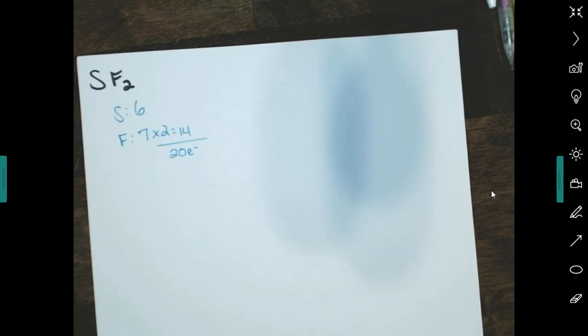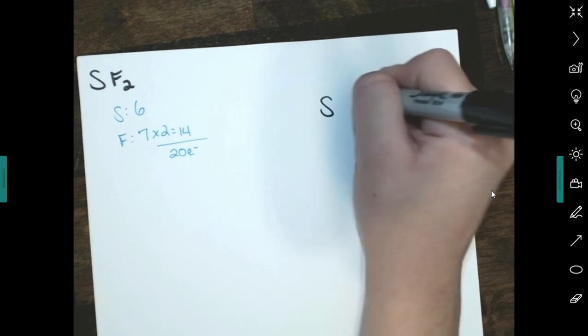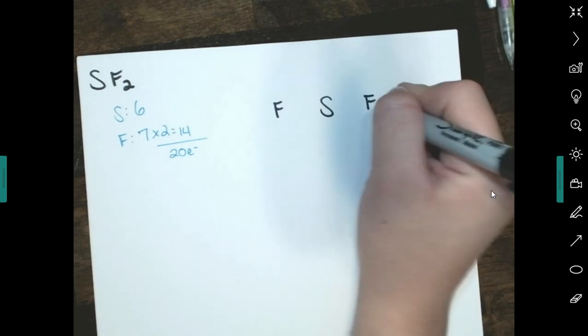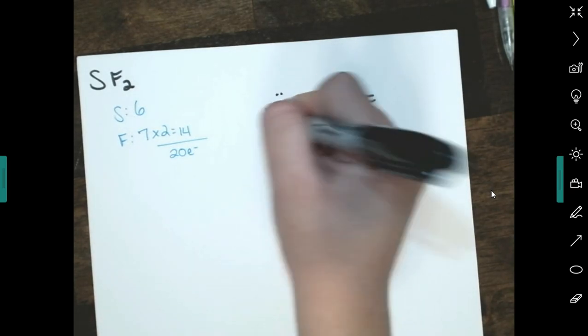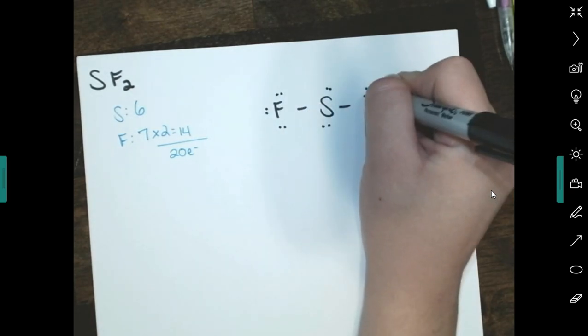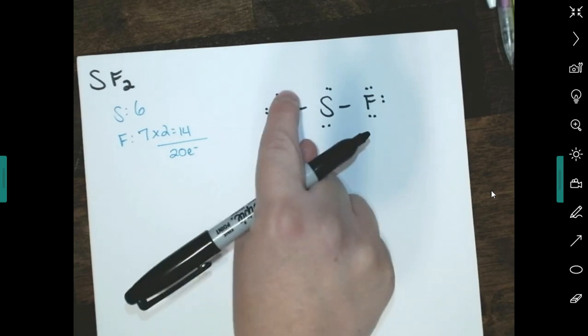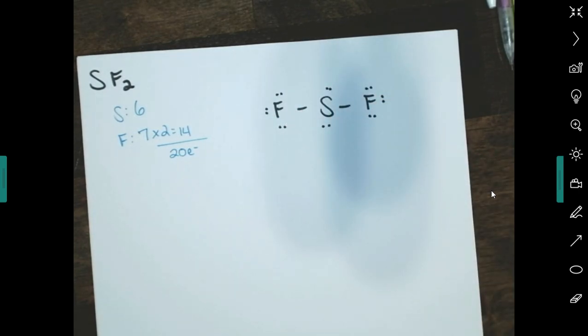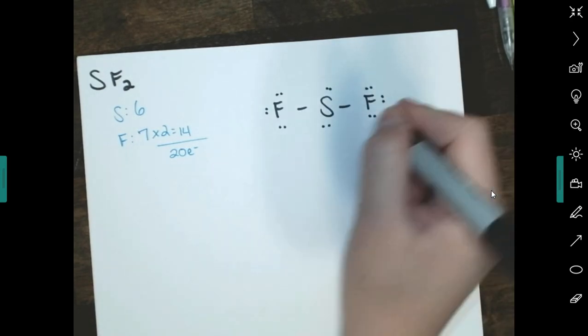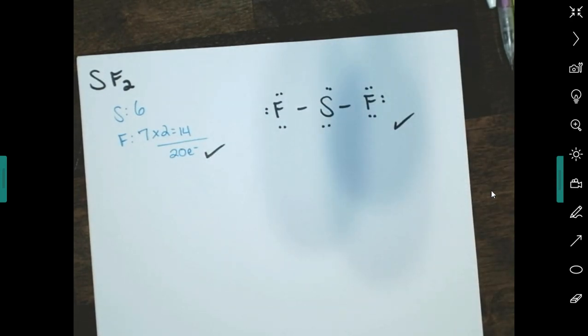Now we're going to put sulfur in the middle with the 2 fluorines around it. Now let's fill up everything's octet. And let's see if we've used 20 electrons. 2, 4, 6, 8, 10, 12, 14, 16, 18, 20. Okay, we used 20. Everything has an octet. We're good, so we can move on.